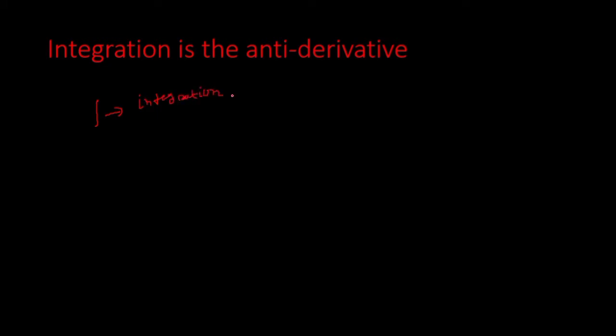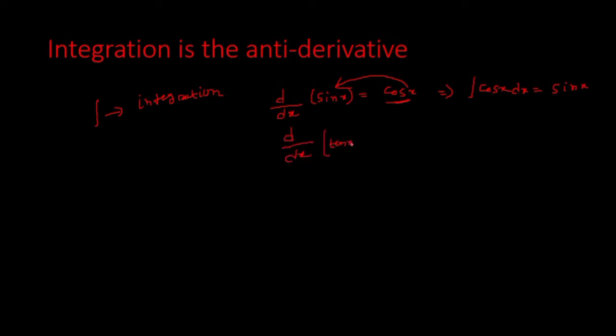So integration is antiderivative. What does it mean? We know the derivative of sin x is cos x. Then from that we can conclude that the integration of cos x will be sin x. So we can see that integration is antiderivative. Now d/dx of tan x, as you all know, is sec square x. Then from this we can say that the integration of sec square x dx will be nothing but tan x. So if you know the derivative, then you can find the integration very easily.